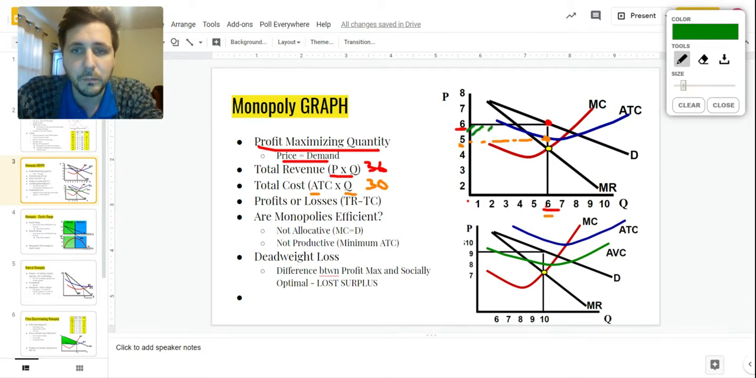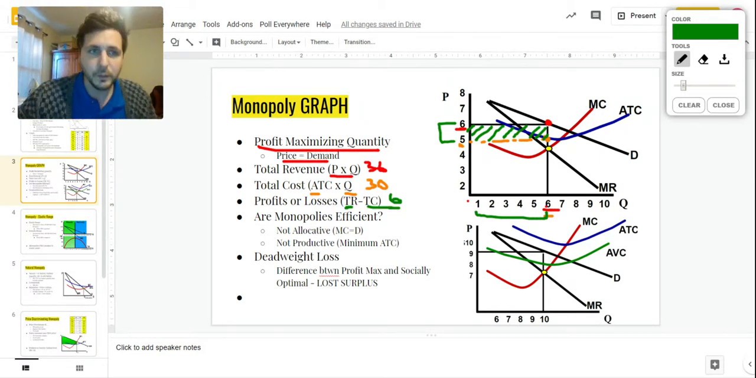So this rectangle right here is going to represent my profits. It's the distance between those two, 1 times 6, or $6. And if we look at our calculations here, we went from 36 to 30. Total revenue minus total cost, so my profit is $6. Okay, that's how you calculate it. That's how you run it.